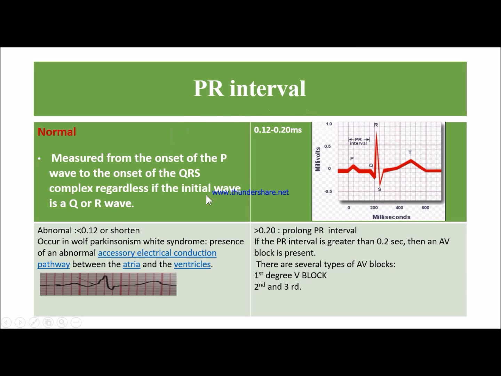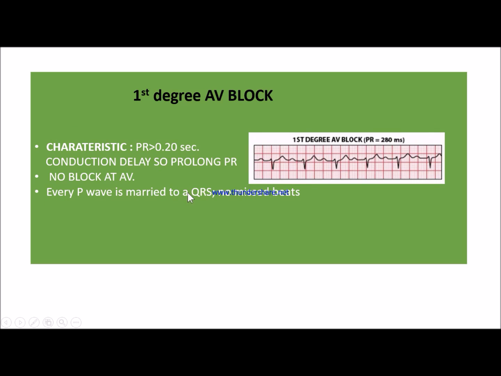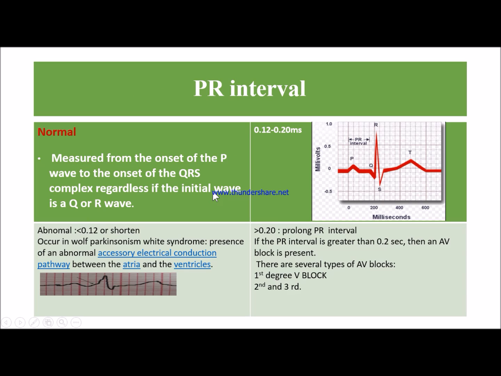If it is normal, then it's fine. But if it is abnormal, if it is less than 0.12 duration, it's called shortened. If it is greater than 0.20, there will be a prolonged PR interval. The abnormally short PR interval, less than 0.12, will occur in Wolff-Parkinson-White syndrome.